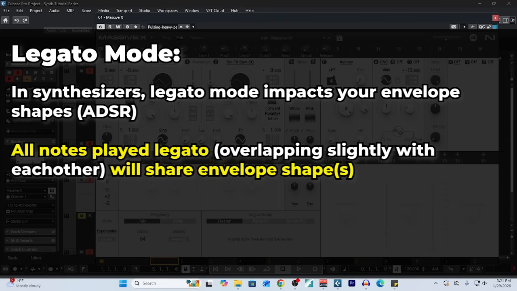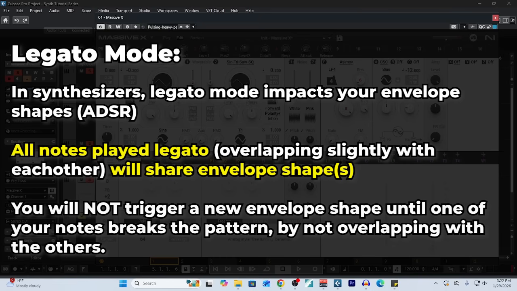So to put this simply in synth terms, it impacts your envelope shapes. When active, anytime 2 or more notes overlap, they will share the same envelope shapes. Amp envelopes, filter envelopes, modulation envelopes, it doesn't matter. If you're using envelopes, those notes will all share the same exact one. You will not trigger a new envelope shape until one of your notes breaks the pattern by not overlapping with the others. That break will reset your envelopes from the start.